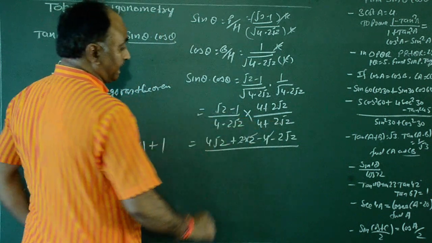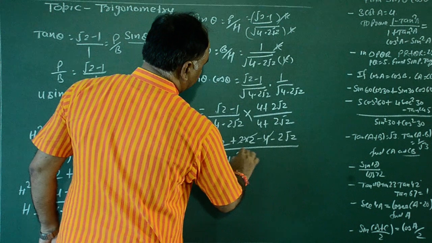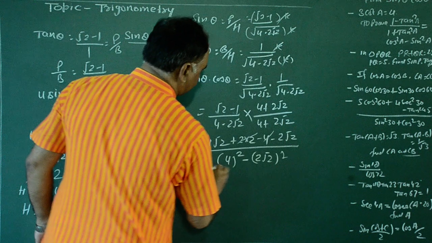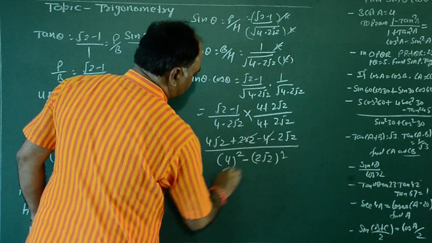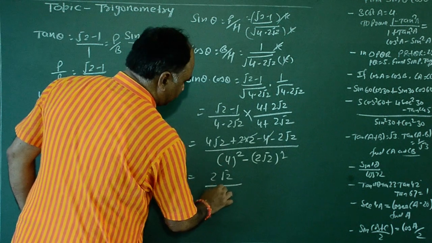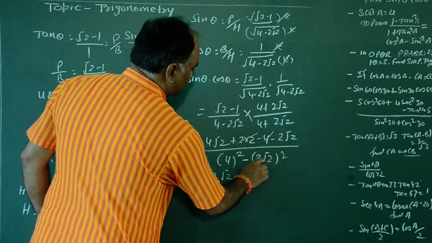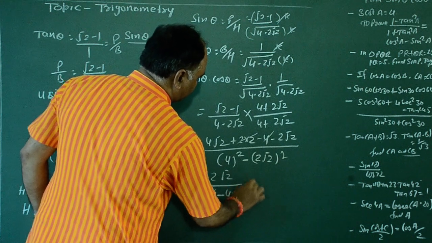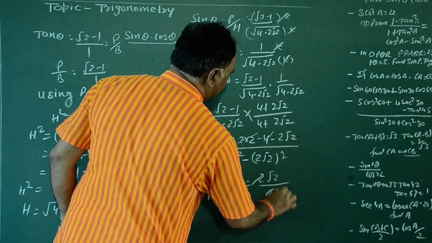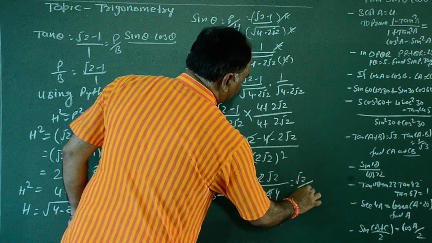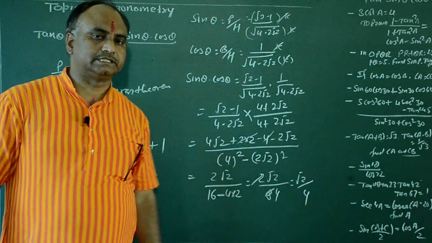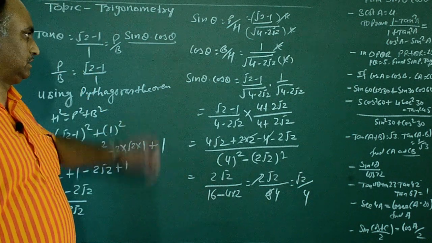And upon a minus b, a plus b, a square minus b square, 2 root 2 square, and then 4 root 2 minus 2 root 2, so you have got here 2 root 2, and 4 square you have got 16, then 2 root 2 square, 4 into 2, so you have got here 2 root 2 upon 8, and then you have got root 2 upon 4. This is the result, or this is the final value of this question.